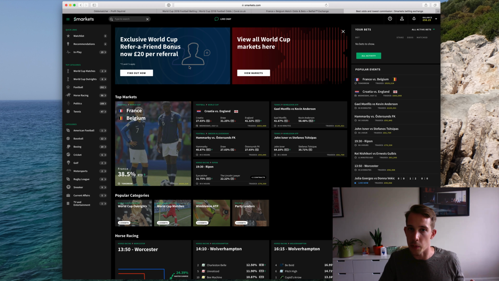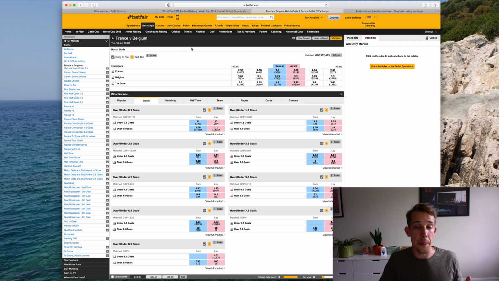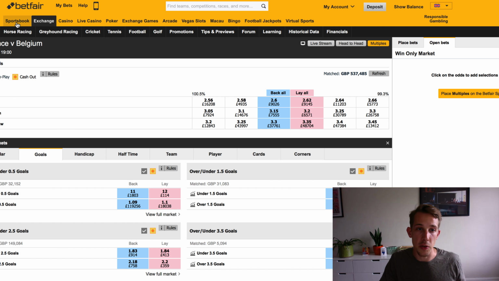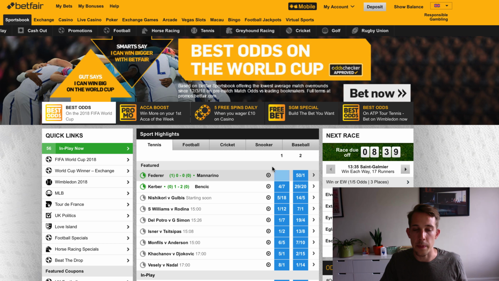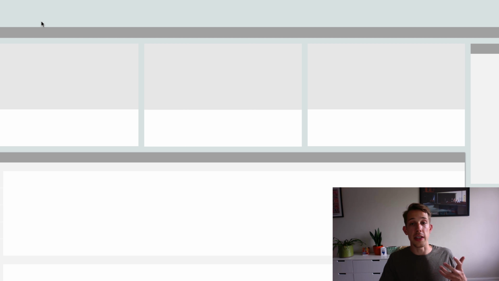Fourth quick tip I'd give you is to make sure that you're in the exchange section of the exchange website. Now, some exchanges like Smarkets, they pretty much are just an exchange. They don't have what's called a sportsbook, so they don't do the bookmaker element of it. But something like Betfair and Ladbrokes Exchange, for example, they actually have, you'll see here, a sportsbook. So if I click on that, that is basically a bookmaker site. And what you want to do when you're hunting for your odds is make sure you always use the exchange.